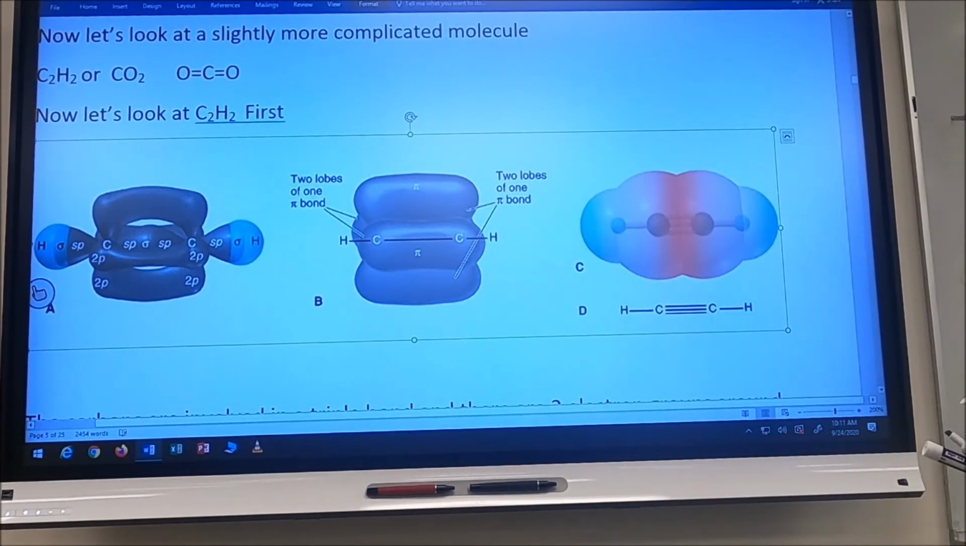Okay? So, a double bond or a triple bond, well, a triple bond involves one sigma and two pi bonds. Okay? But again, that's something that's linear.